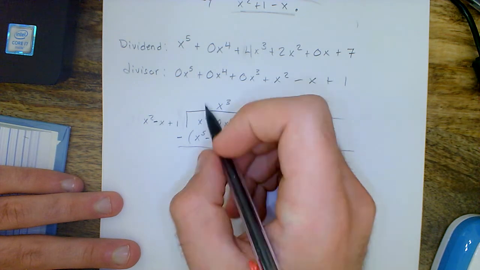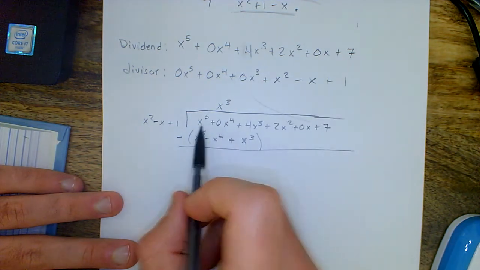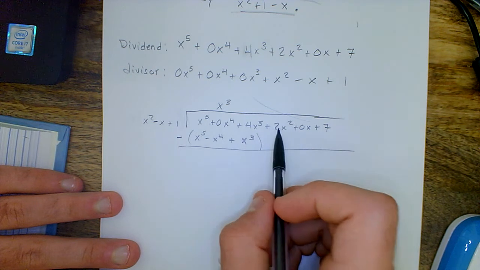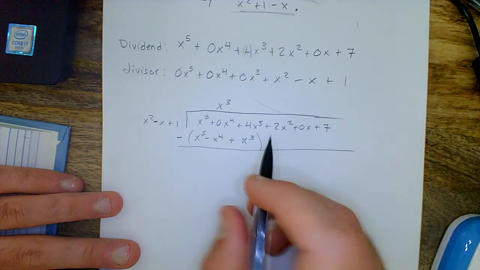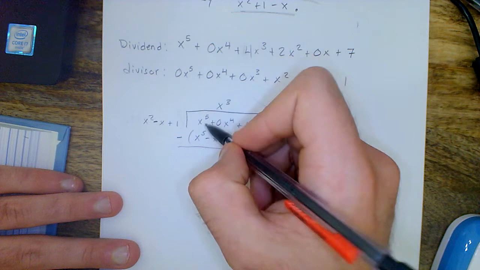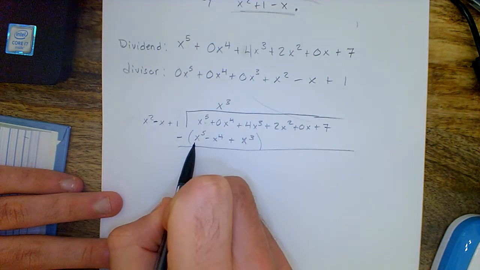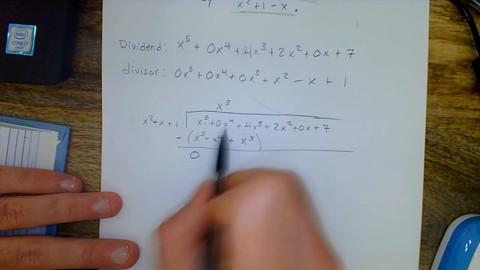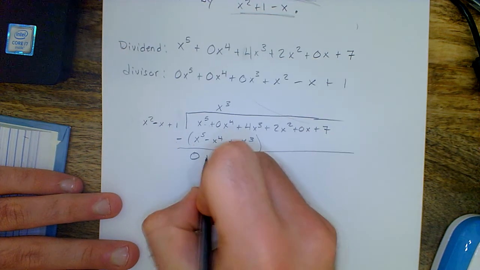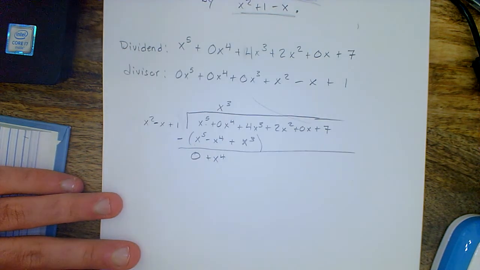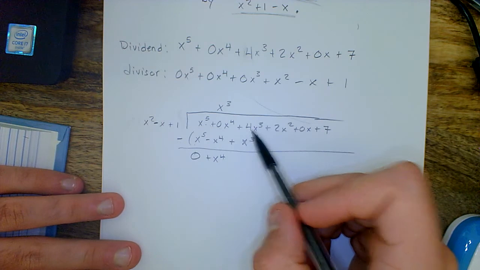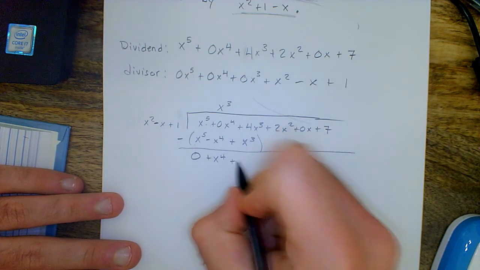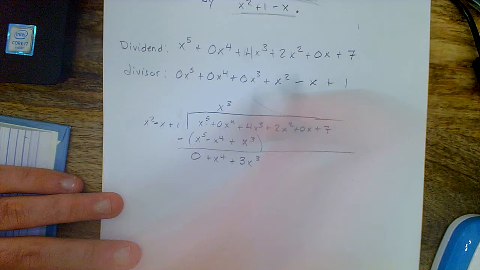So x to the fifth, plus 4x cubed, plus 2x squared, plus 7. You just have to combine like terms. We have an x to the fifth, and remember we're subtracting off a positive x to the fifth, so this is 0. Then we have 0x to the fourth minus a negative x to the fourth, so this is plus x to the fourth. Then we have a plus 4x cubed minus a positive x cubed, so we just have plus 3x cubed.